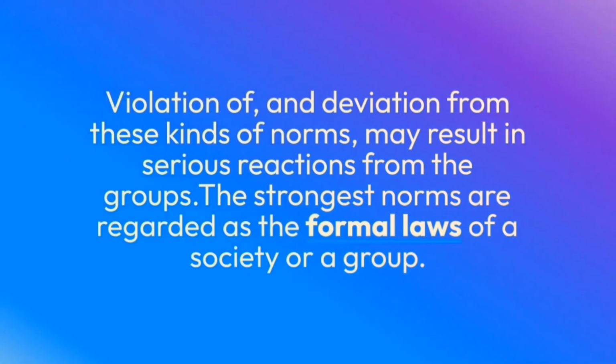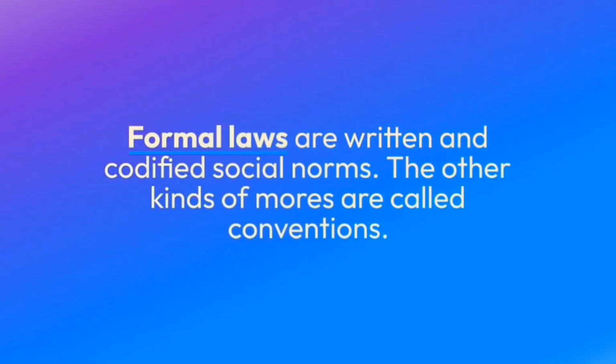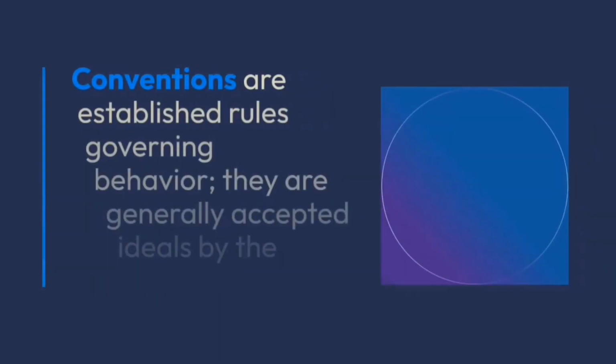The strongest norms are regarded as the formal laws of a society or a group. Formal laws are written and codified social norms. The other kinds of mores are called conventions.